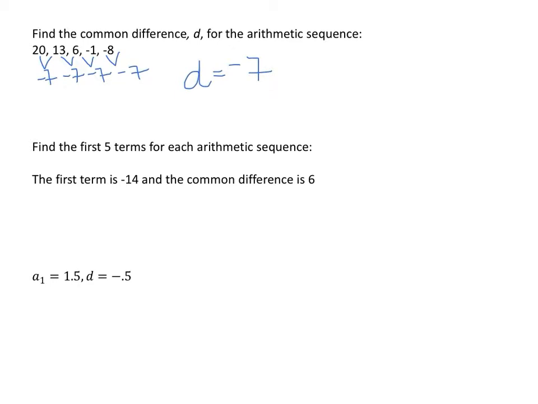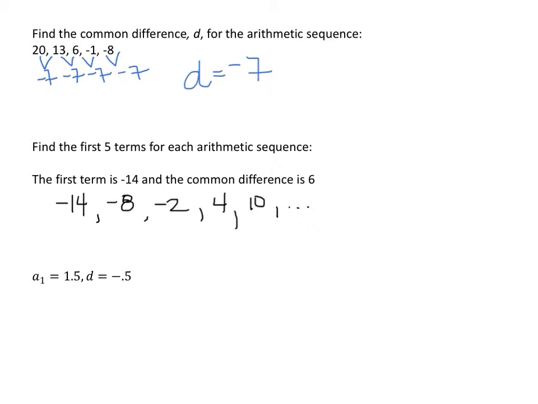The next example asks us to find the first 5 terms for each sequence. And we get told the first term is -14, and the common difference is 6. So what we'll do is we'll start with -14, and then we add 6. So -14 plus 6 is -8. And then -8 plus 6 is -2. -2 plus 6 is 4. And then 4 plus 6 is 10. So here are the first 5 terms of the sequence. We can continue this on if we need to.